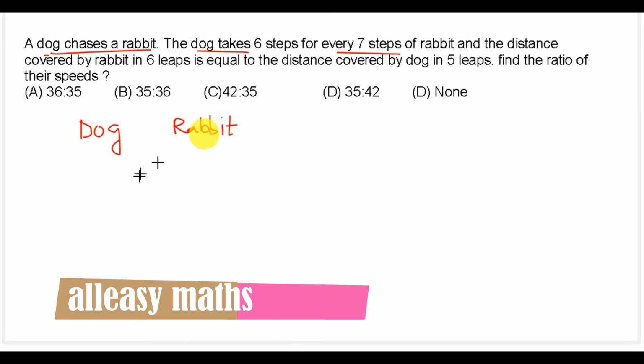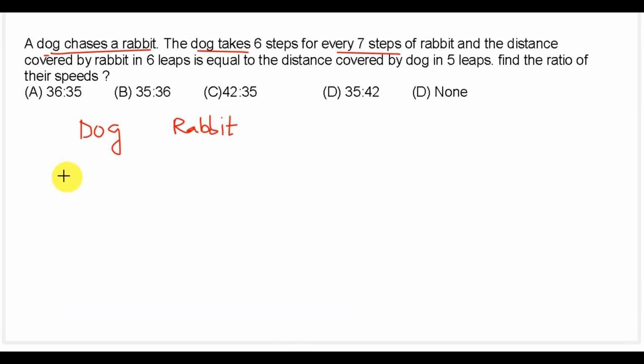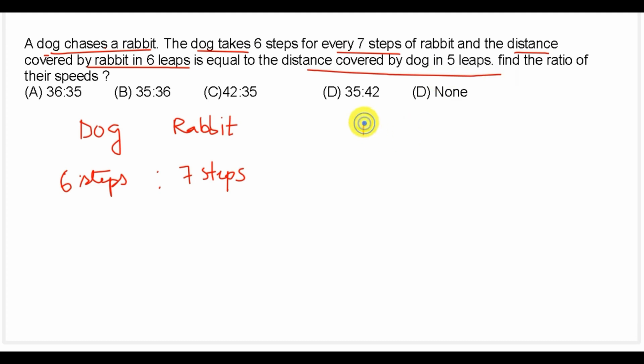So what is the ratio of their steps? So here dog takes how many? 6 steps, while rabbit takes how many? 7 steps. So this is the ratio of their steps. And then it says the distance covered by the rabbit in 6 leaps is equal to the distance covered by the dog in 5 leaps. So dog and the rabbit again.